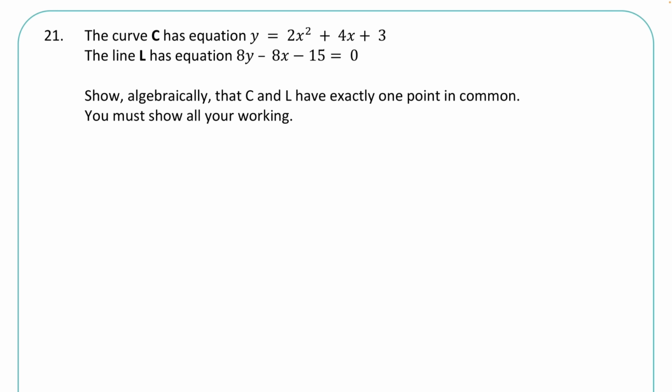Okay, so this question says the curve C has equation y equals 2x squared plus 4x plus 3. The line L has equation 8y minus 8x minus 15 equals 0. Show algebraically that C and L have exactly one point in common, and you must show your working. Now this is a variation of a quadratic simultaneous equation. It's just that it's not a circle meeting a straight line, it is a quadratic graph, which is a curve.